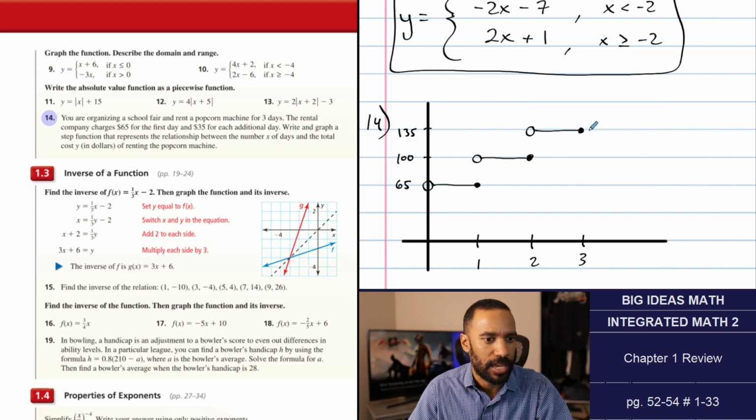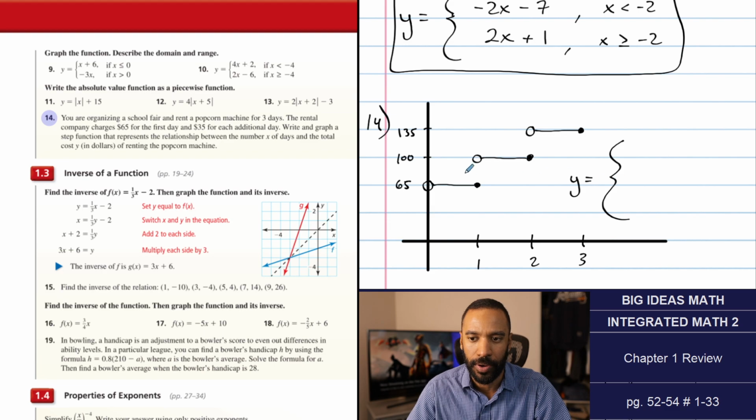Step function represents x days. Okay, so here we go. We're going to say y, the cost. This is where we get to write 3 equations. They're all constants. This is how step functions work. It's 65 for the first day. That's between 0. Ooh, we get to do compound inequalities too. Between 0 and 1 for the whole day.